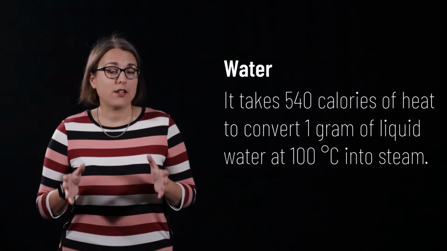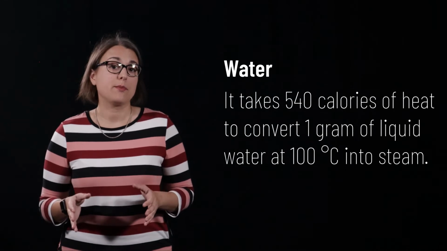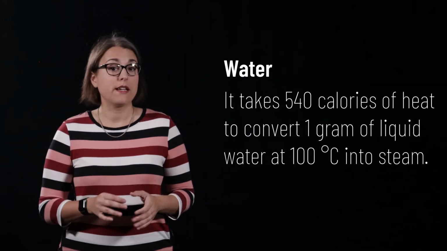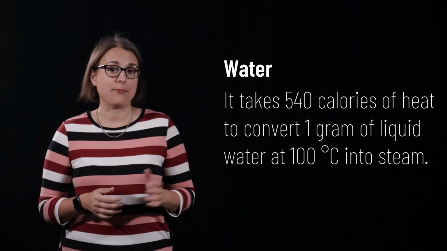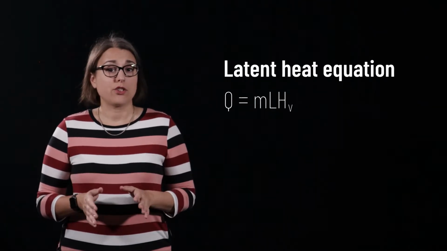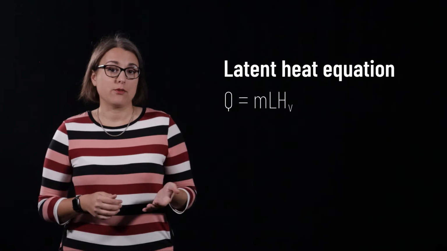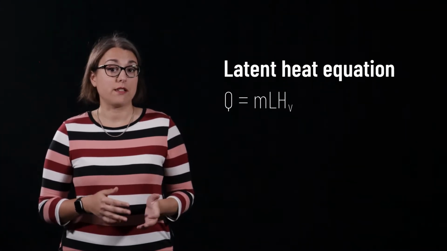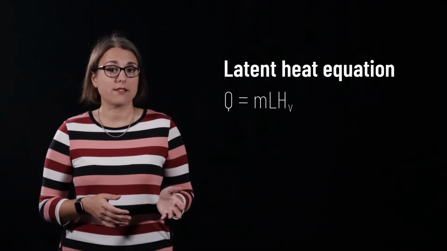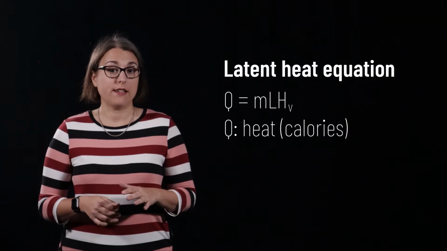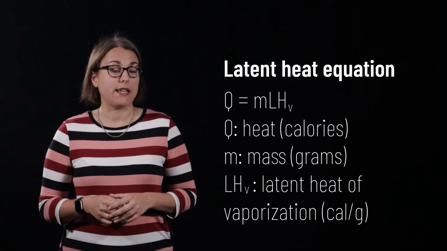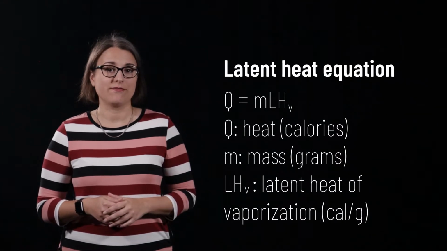This means that 540 calories of heat must be added to 1 gram of water at 100 degrees Celsius to convert it into 1 gram of steam. The equation we can use for calculating the amount of heat required to change the phase of a substance from liquid to gas is Q equals m times LH. Heat equals the mass times the latent heat of vaporization.